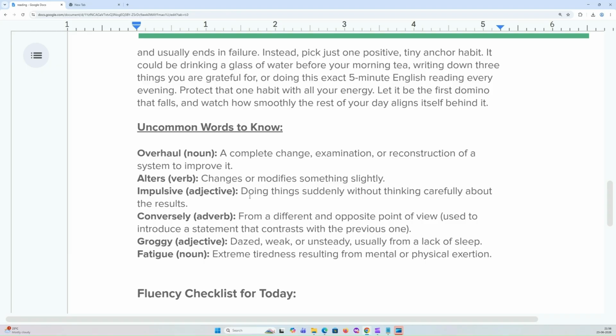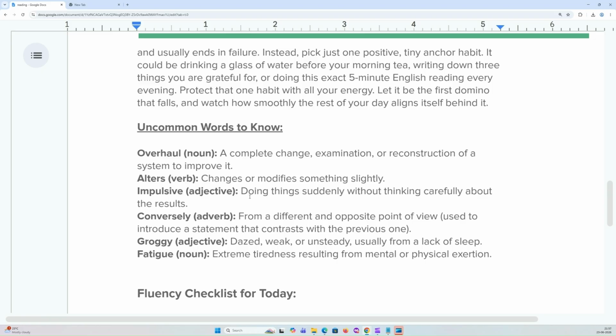Alters, it means changes or modification. Impulsive, doing things suddenly without thinking carefully about the results. Conversely, which means from a different and positive point of view, used to introduce a statement that contrasts with the previous one.